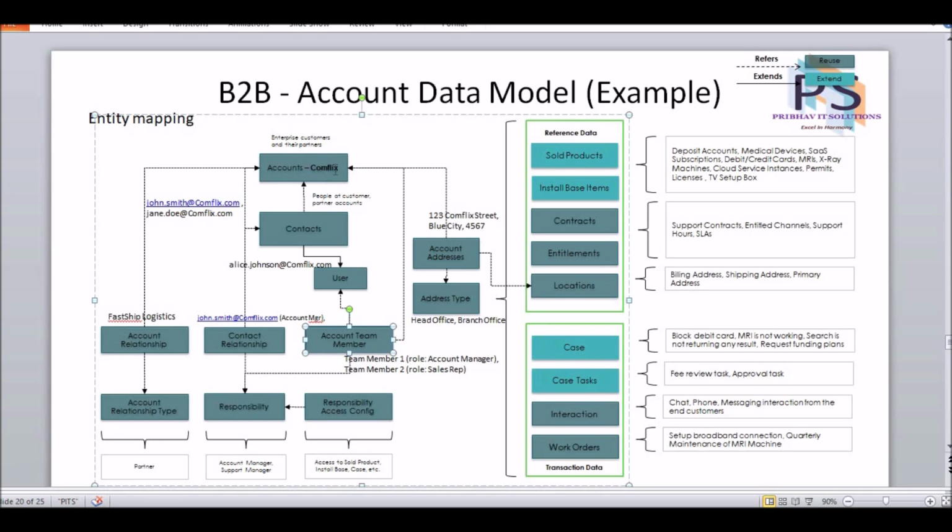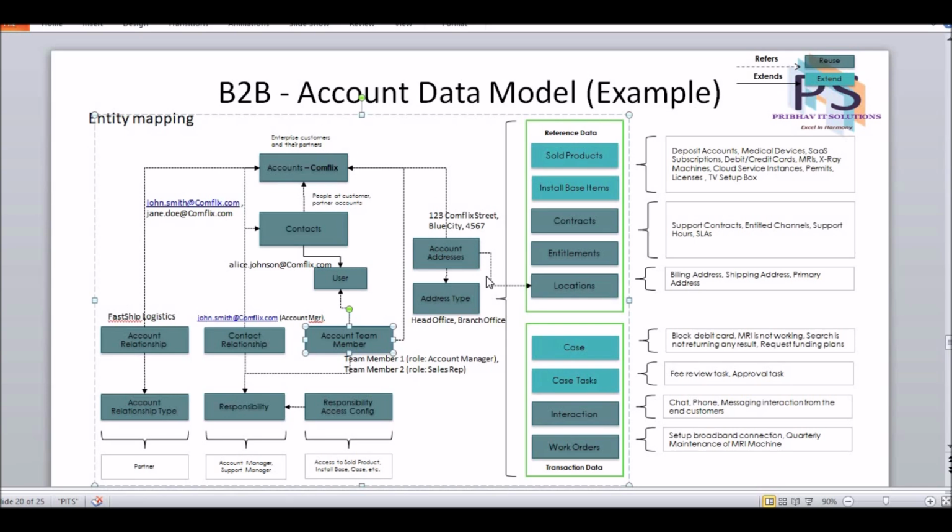Every account needs to have a primary address and a communication address as well. Now, if this account has multiple franchisees, there might be multiple addresses also. So addresses also need to be maintained against the account in the system.